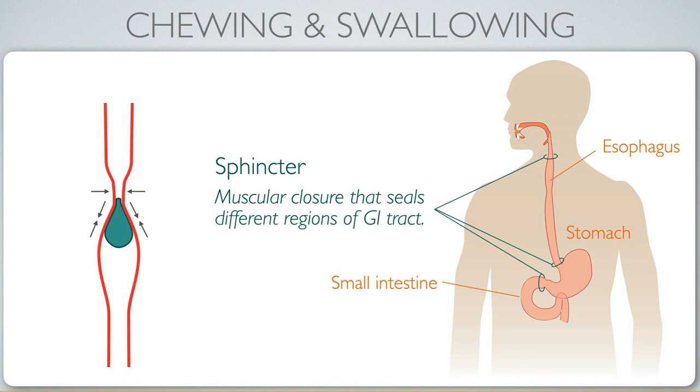So it's a muscular closure that seals, in this case, the different regions of the GI tract. There's also one up in this anterior region of the esophagus, the esophageal sphincter, which prevents backflow into the nasal passages and everywhere else up there, the trachea, for example. So as you begin peristalsis, this closes off the esophagus from those other regions. And there are sphincters all along the GI tract, and I'll point them out as we go along.